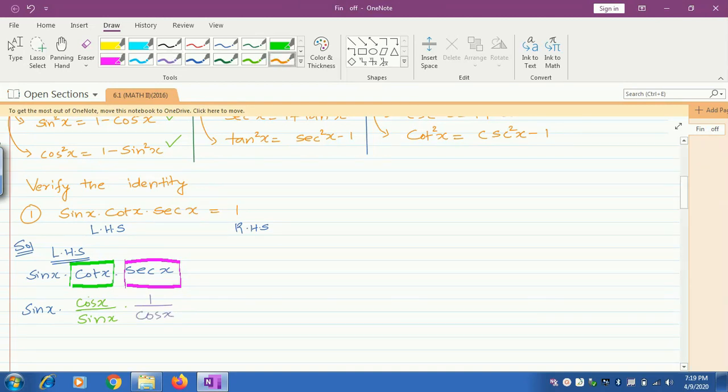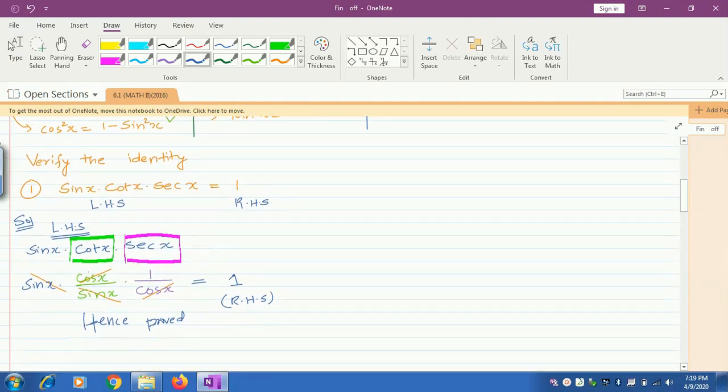What other terms get cancelled? So here sine with the sine cancels, here cosine with the cosine cancels. The answer is equal to 1. So I proved this identity. This is equal to RHS. Hence proved. So this is one technique. You can go through all the trigonometric functions, convert them in terms of sine and cosine. You will get the proof easily.